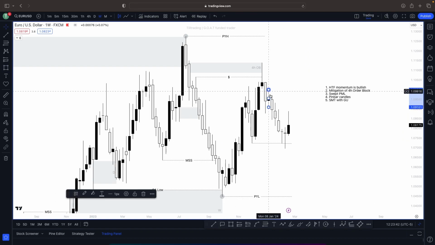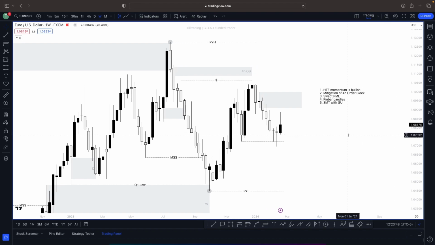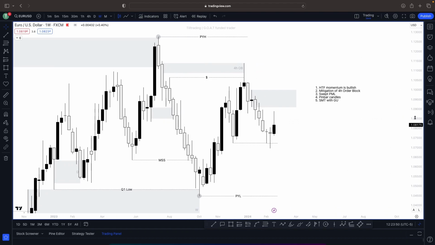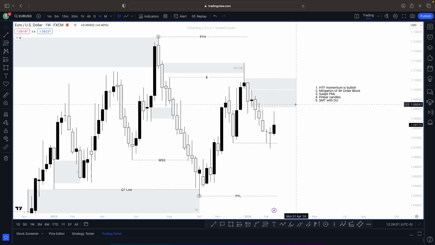Now you can see that this is also a weekly supply zone where we could potentially take profits, but we also have a supply area right here on the 4-hour time frame, so both possible take profit areas.